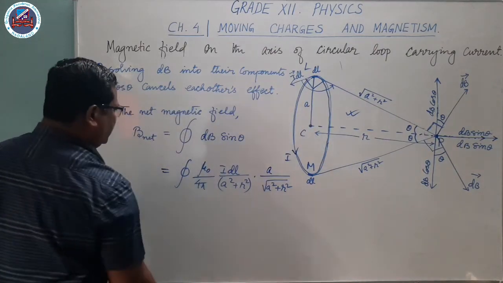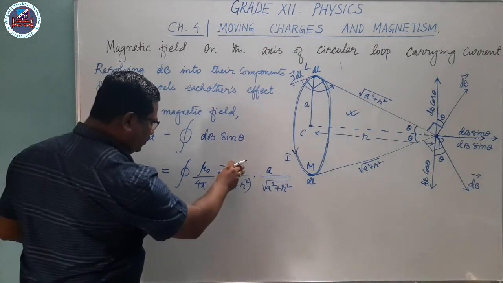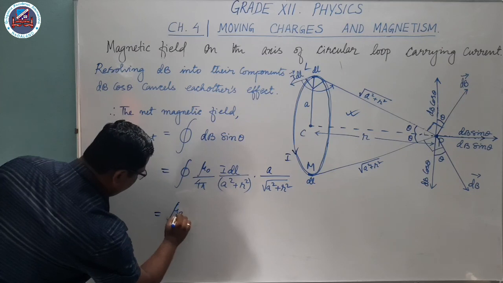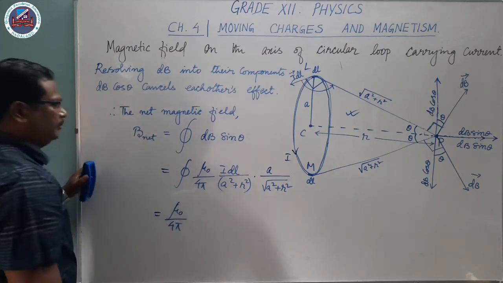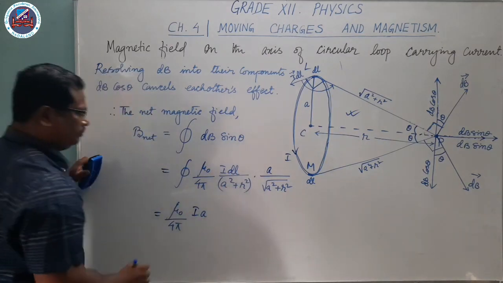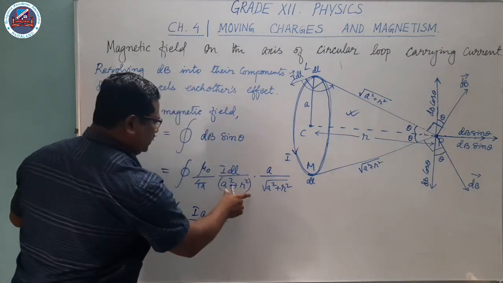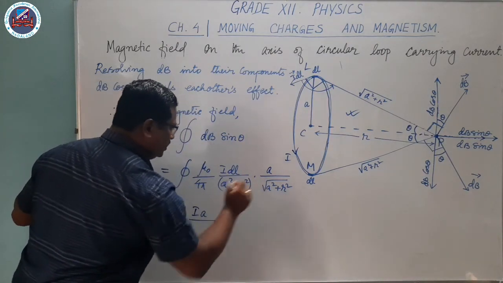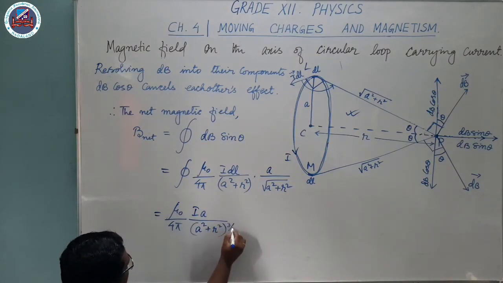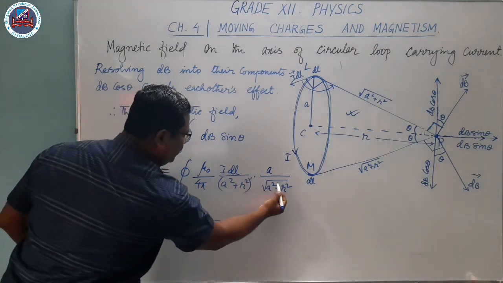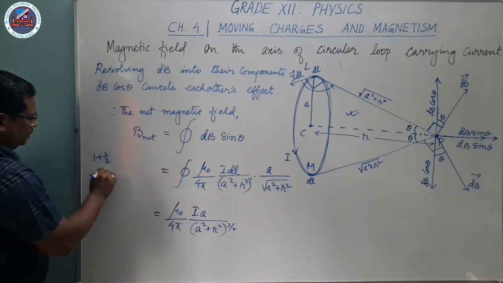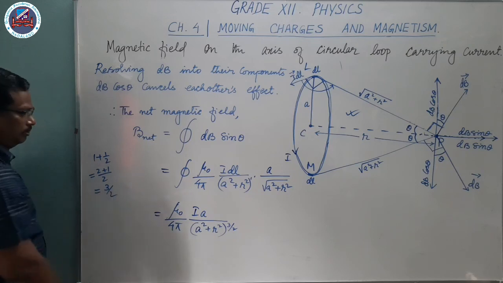Now all the common terms you take it out. Integration you are going to do only for this dl. The remaining ones all you can take it out. This is mu naught divided by 4 pi, the magnetic constant. Then here you have IA divided by a square plus r square, and root over a square plus r square, it will be a square plus r square to the power 3 by 2. Here power is 1 and here power is root over means half. 1 plus half is equal to 3 by 2. The power will be 3 by 2.